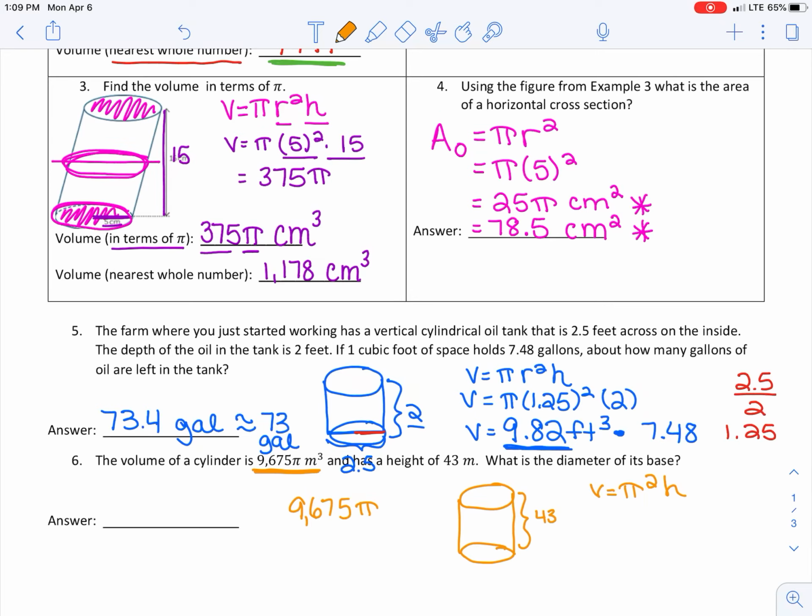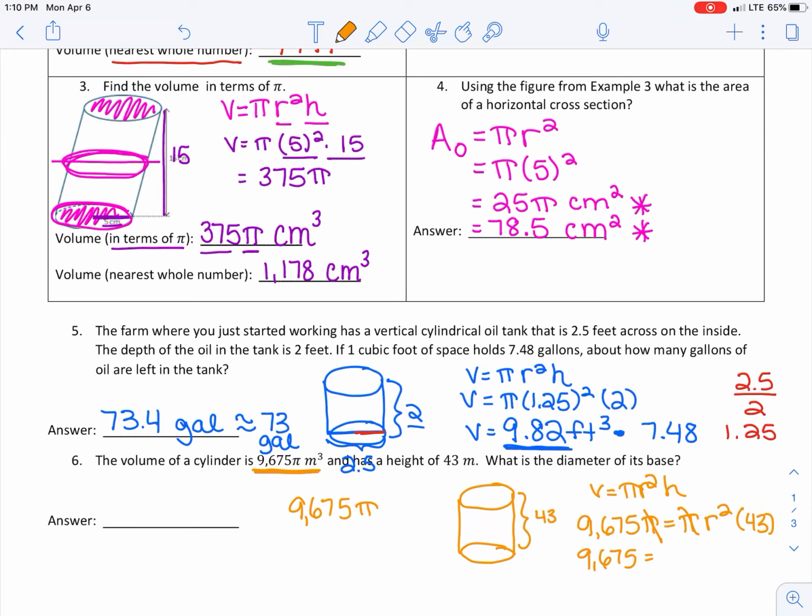And we can go ahead and plug in what we know already. So we know that the volume, so V, is going to be 9,675 pi. We also know pi is going to stay the same. I'm sorry, this was pi r squared. Pi stays the same. We don't know the radius, so I'm going to go ahead and leave that as r squared. And we do know the height is 43. Okay, so we can actually solve this. So if we look, we have pi on both sides, and we can cancel those out.